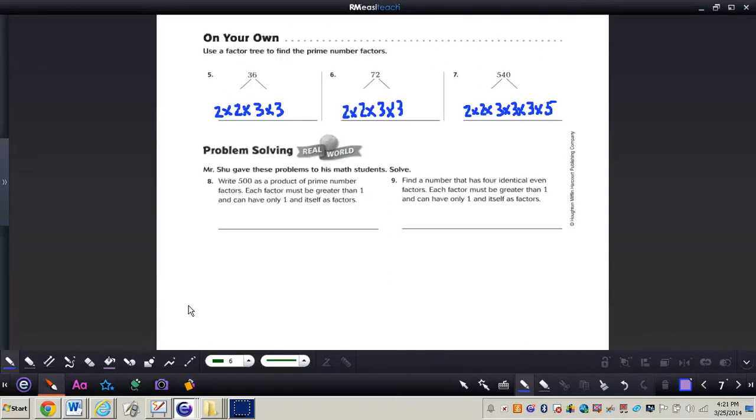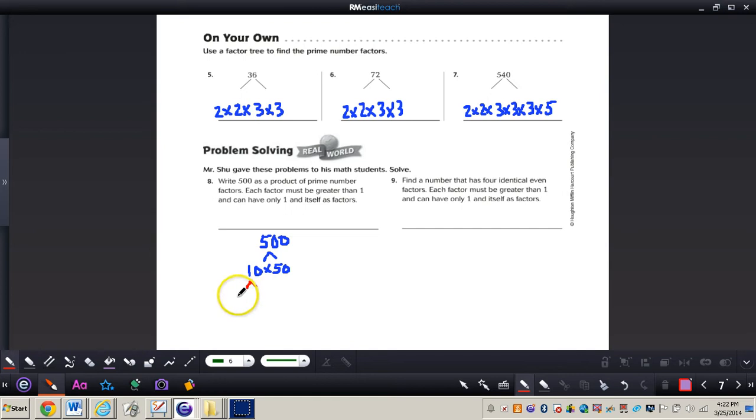It says write 500 as a product of prime number factors. Each factor must be greater than 1 and can only have 1 and itself as factors. Okay, so what we need to do is break down 500. My first step, I need to think about what two numbers multiplied together give me 500, and we can just start out with 10 and 5. I'm sorry, 10 and 50. So 10 and 50.